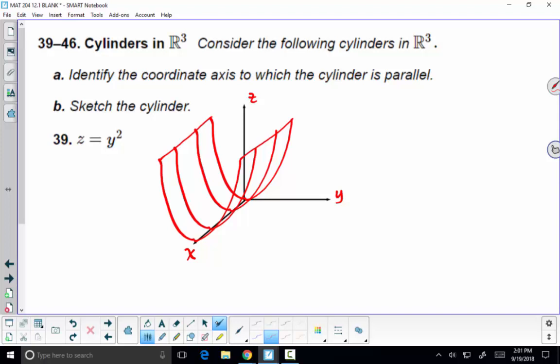So another way to think about a cylinder is that you have your generating curve and you extrude it parallel to the ruling. In this case, we're imagining the x-axis as the ruling because x is missing. We extrude it in the x direction. We pull it in the x direction, and that's going to build our cylinder. So a right circular cylinder, you can imagine a circle and you pull it perpendicular to the plane the circle is in, and that builds your right circular cylinder.